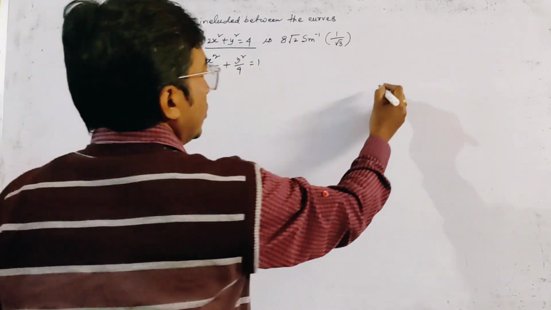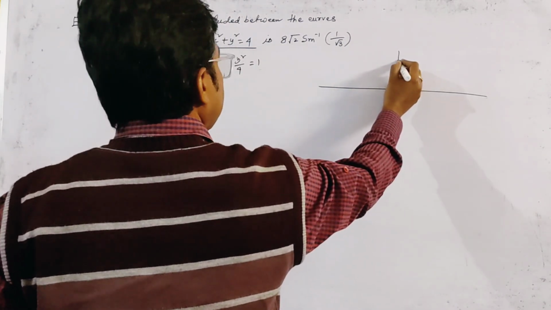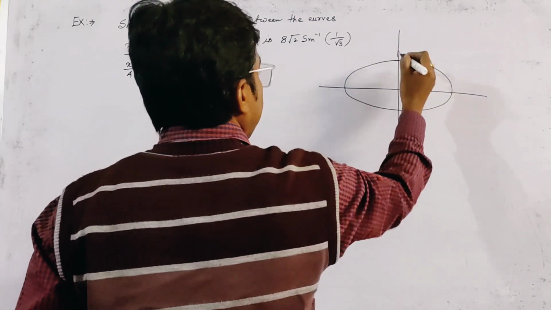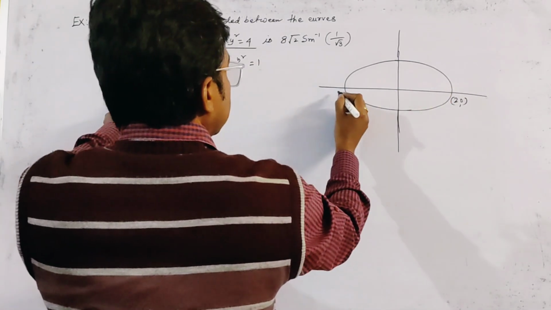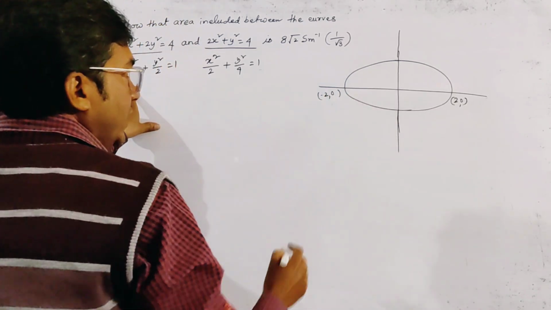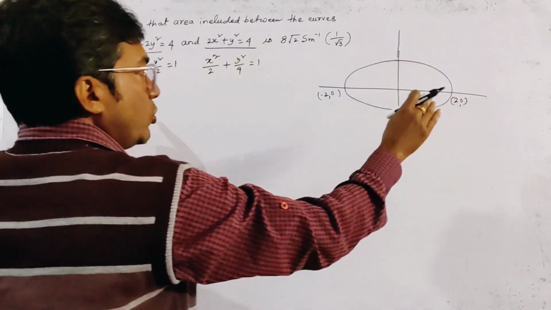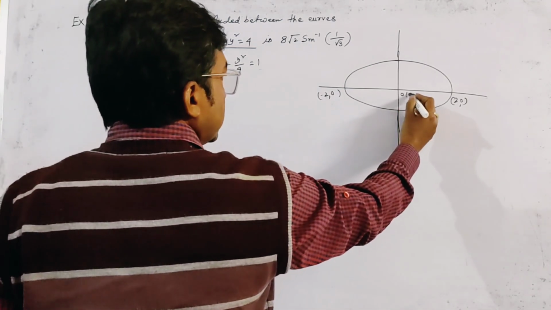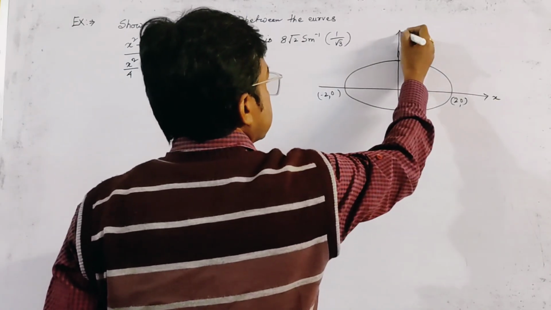These two are ellipses. We draw a rough sketch of the two curves. This is the first curve, and we know that this point is (2, 0) and this point is (minus 2, 0). This is the major axis, the length of the major axis is 4 and the semi-major axis is 2. O, which is (0, 0), is the center of the ellipse, and this is the x-axis and this is the y-axis.